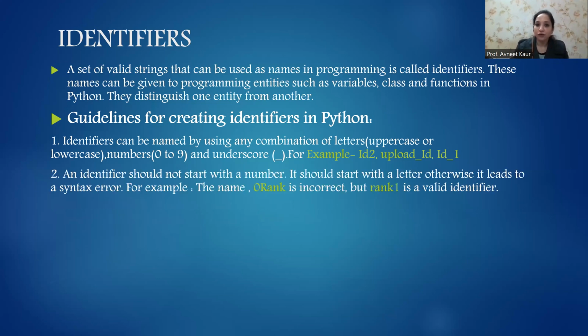An identifier should not start with a number. It should always start with a letter. Otherwise, it leads to a syntax error. For example, I cannot write 0 rank. It will lead to an error. But when I say rank 1, it is a valid identifier.